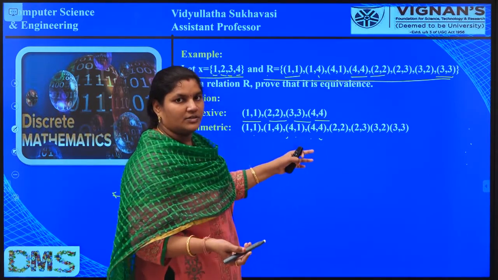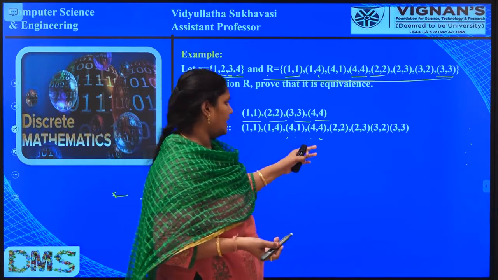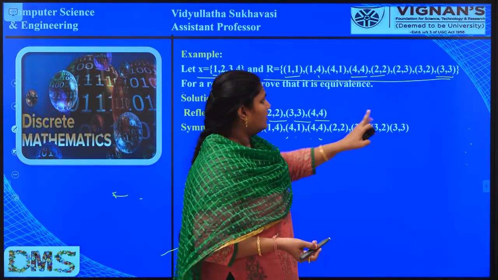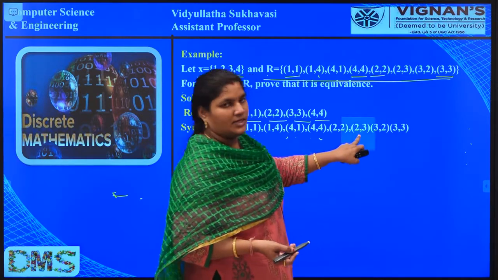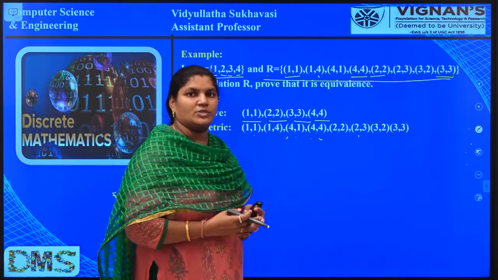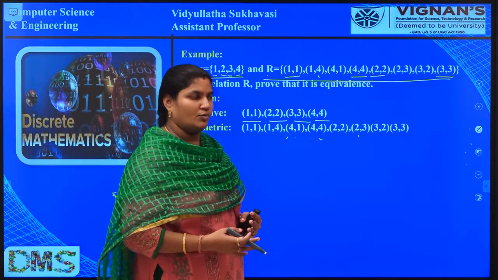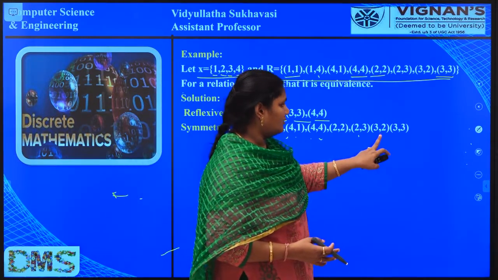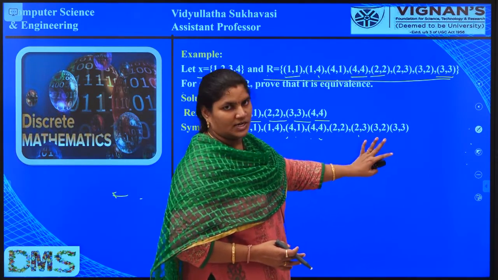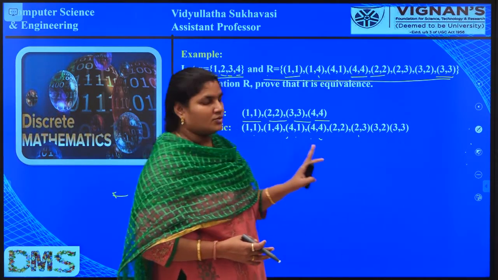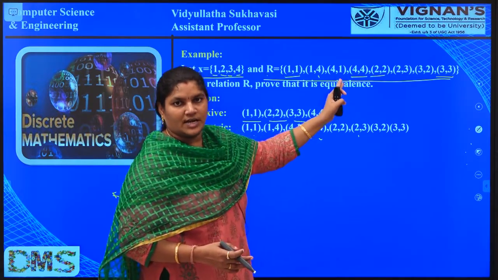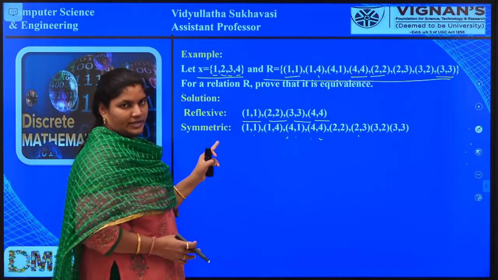If you change to B comma A also, no change is there. So (4,4) is there, (2,2) is there. Next (2,3). If you change it into the inverse form, it becomes (3,2). Check whether (3,2) is there. So (3,2) is present in the relation R, so it is satisfied. Next (3,3). So with these ordered pairs, the given relation R is satisfying the symmetric property.